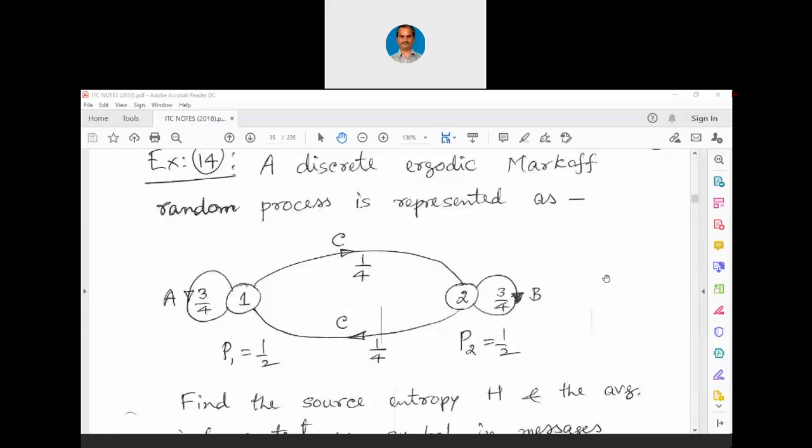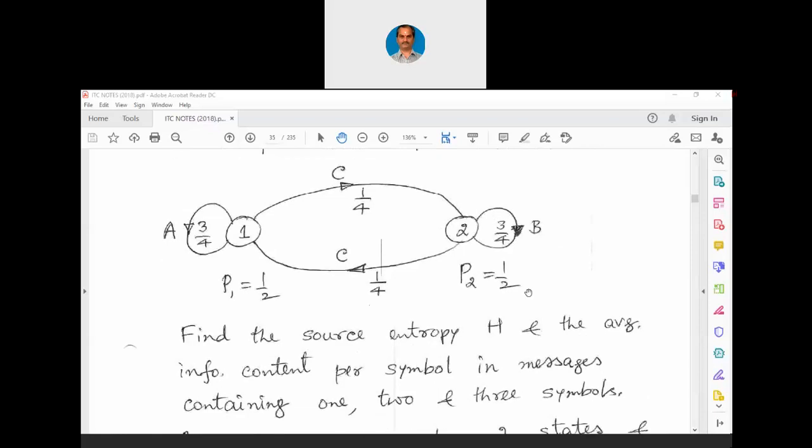Now it is asked here, find the source entropy H and the average information content per symbol in messages containing 1, 2 and 3 symbols. In the last class, I discussed the symbol capital G along with the symbol capital H. That capital H is the source entropy, whereas when the source emits symbols, maybe in a sequence of 1, or one sequence having 2 symbols, or one sequence having 3 symbols. For example, A, B, C taken individually is one symbol each.